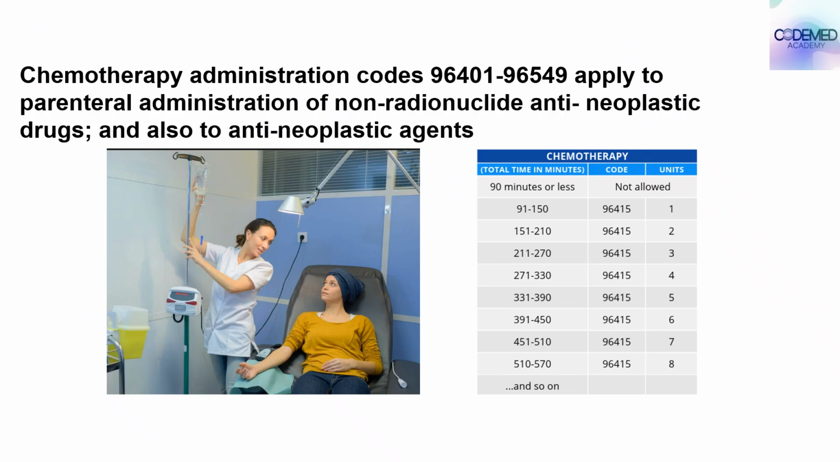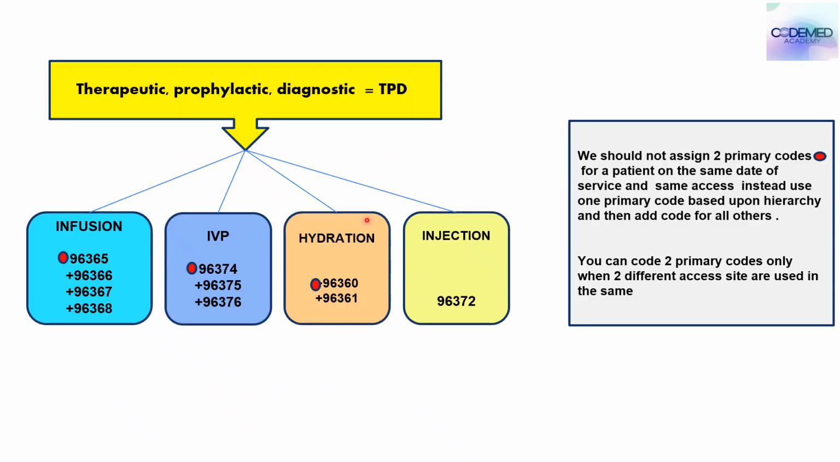Let us come to chemotherapy. Chemotherapy administration codes are 96401 to 549. Applied to the parenteral administration of non-radionuclide antineoplastic drugs and also antineoplastic agents. And this is a very helpful chart which will help you to code correctly, see the minutes, and the same chart I gave you for the hydration also, that will help you to understand how to code them correctly. So the therapeutic, prophylactic, and diagnostic injections are given in the form of infusion, IV push, hydration, and injection.